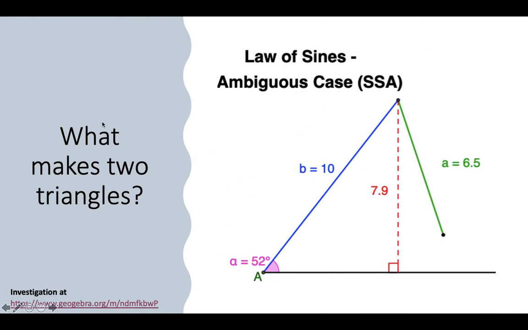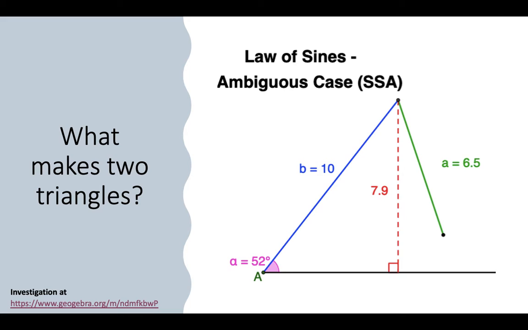All right, so we're going to talk about what makes two triangles. So first of all, we're in pre-calculus, which means that we're going to possibly give you sides that don't make a triangle, sides that make one triangle, sides that make two triangles. Okay? We want you to be able to handle all the things that we throw at you.